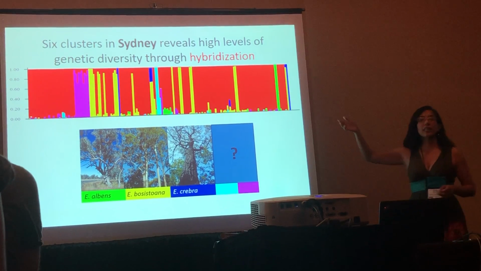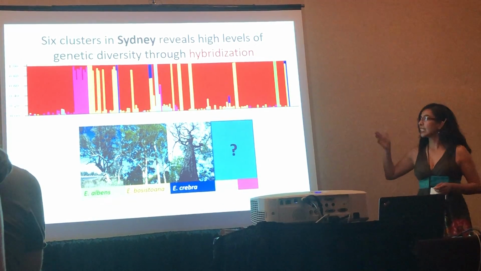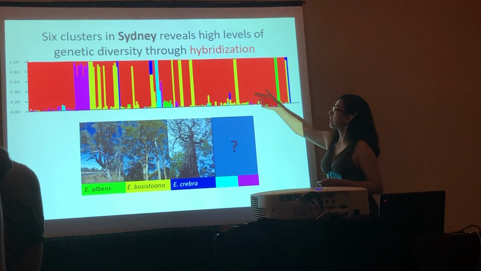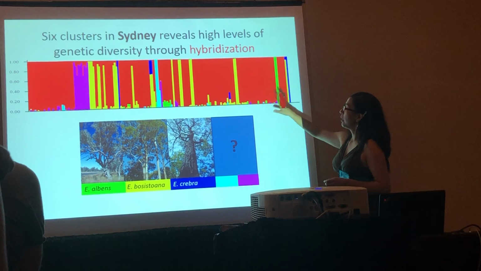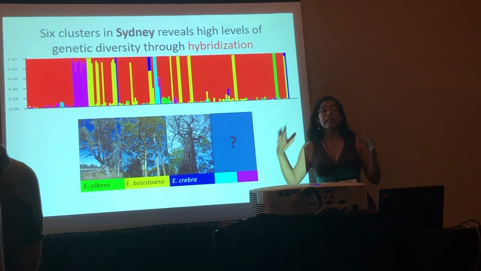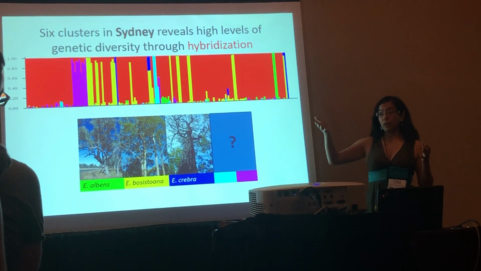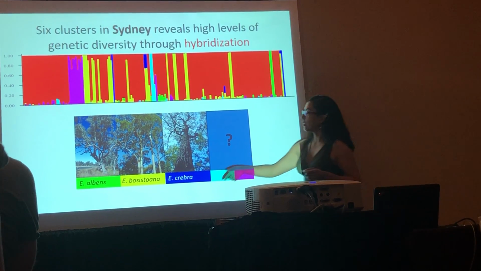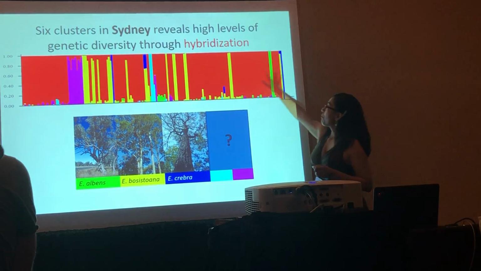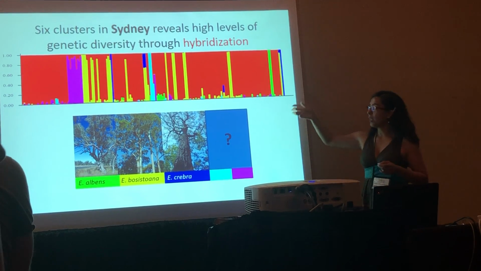So for that, I did a genomic approach. I have close to 30,000 SNPs, and I found that I have 6 clusters here. But before that, let me explain. I collected samples from Eucalyptus moluccana and also from other species that grow in sympatry, such as Eucalyptus albens here, Bosistoana, and Crebra. So the red cluster is Eucalyptus moluccana.